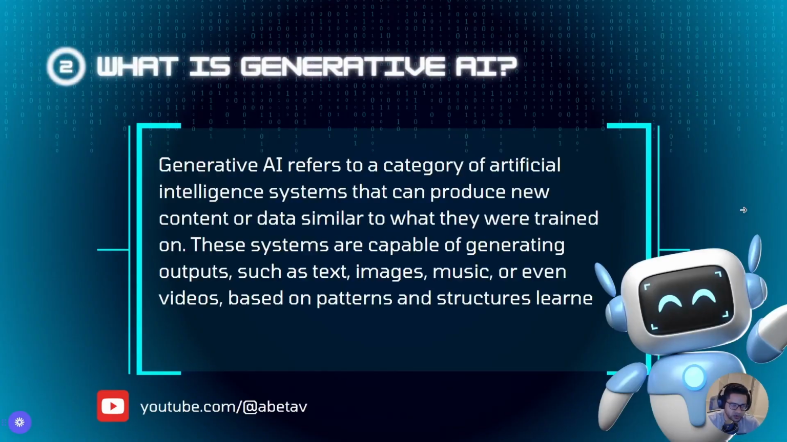So what is generative AI, which is what we're going to be working on? Generative AI refers to a category of artificial intelligence systems that can produce new content or data similar to what they were trained on. These systems are capable of generating outputs such as text, images, music, or even videos based on patterns and structures learned from large datasets.